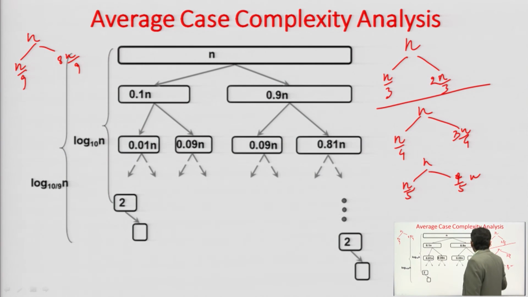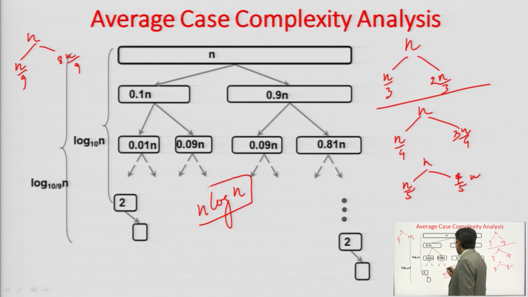So whether this is the case wherein you divide the array into equal sizes, n by 2 and n by 2, or 1 by 3rd part and 2 by 3rd part, or 1 by 4th part and 3 by 4th part, or 1 by 5th part on the left and 4 by 5th part on the right, or 1 by 9th part on the left and 8 by 9th part on the right, the complexity of quicksort will be n log n. It means in case you are able to divide your array into 2 parts, the complexity will be approaching n log n.